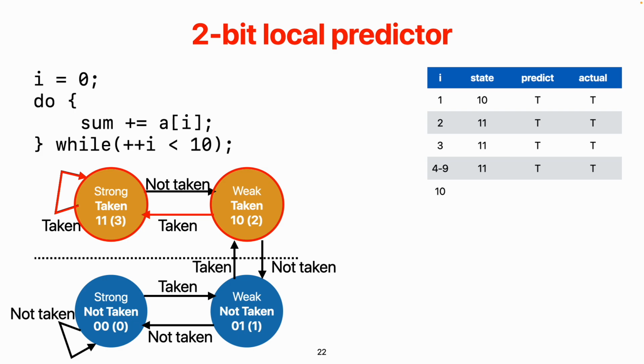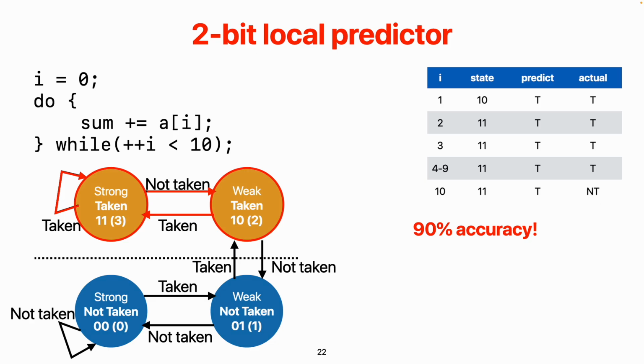How about 10? What's the state right now? Still 1, 1. And what are we going to predict? Taken. When I equal to 10, are we going to stay in the loop? So what's the outcome? Not taken. Okay, so look at this, right? With this simple predictor, we can achieve 90% accuracy.